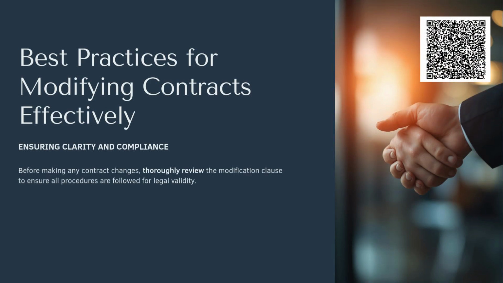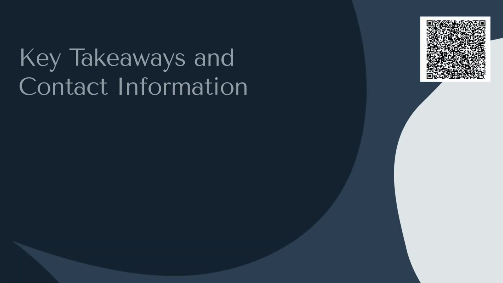Best practice for contract modifications. Before modifying a contract, always review the modification clause. Clearly state whether the document is an amendment or an addendum. Reference the original agreement, including its title and date, and ensure both parties sign before relying on the change. A clean document trail protects everyone involved.